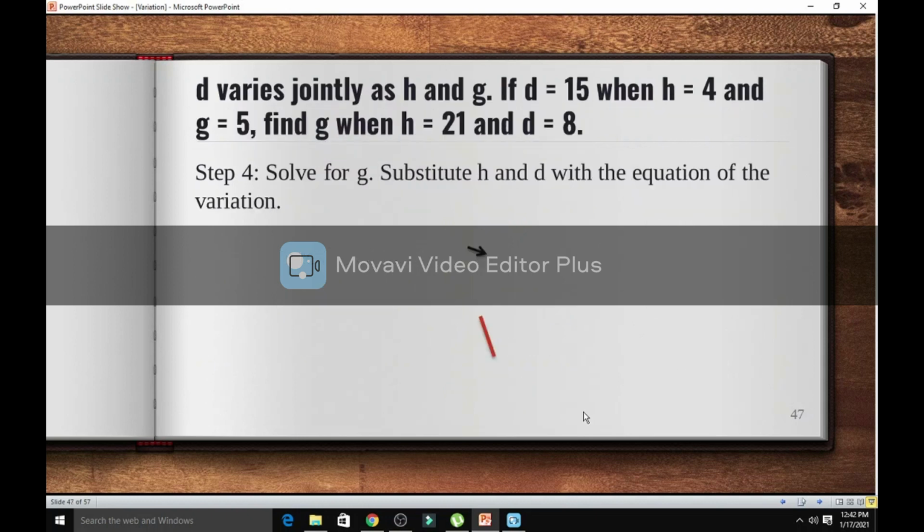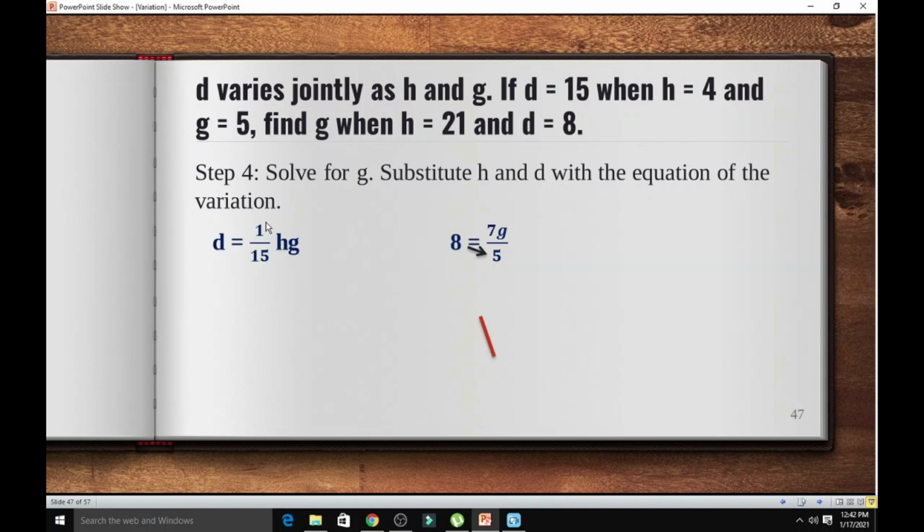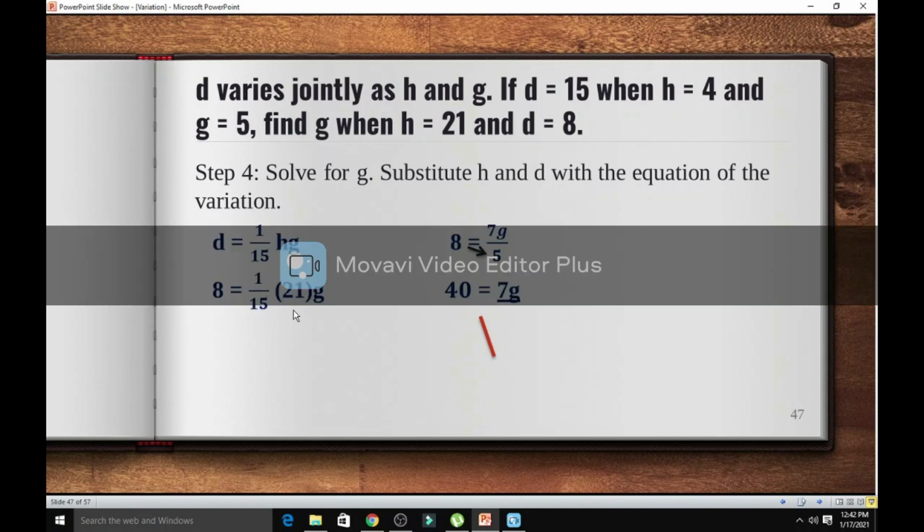Substitute lang natin yung H and D dun kanina sa ating equation of the variation. So, ang ating equation of the variation is D is equal to 1 over 15 HG. So, yung H at saka yung D, ipapalitan natin ng value. So, 8 is equal to 1 over 15 and H is equal to 21 multiplied by G kasi yung G yung unknown. So, simplify lang natin.